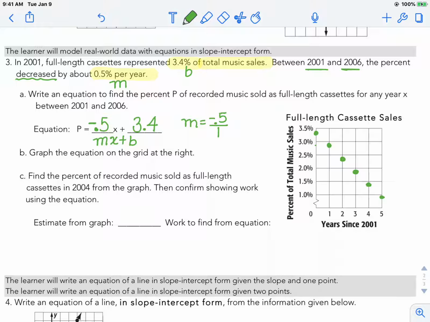And when I do that, things line up pretty nicely. So take a moment, get your graph in there really nicely.